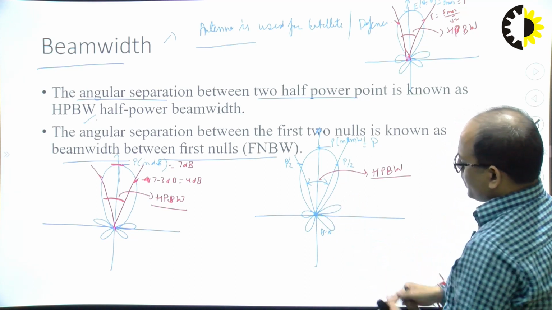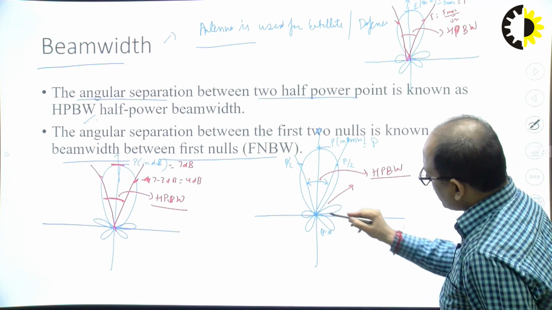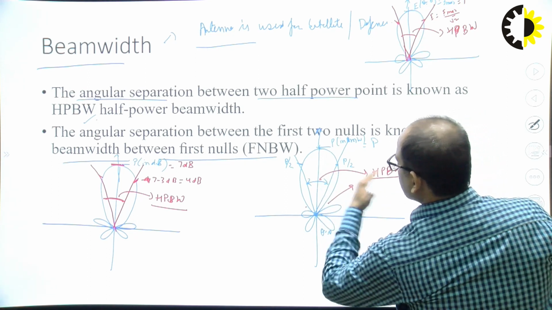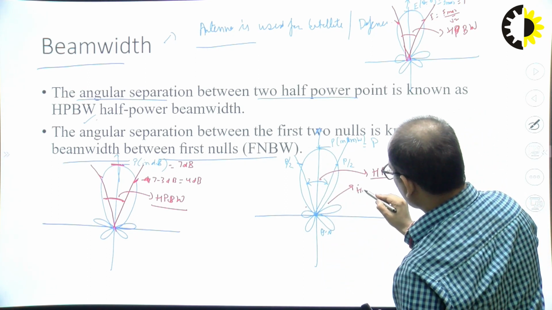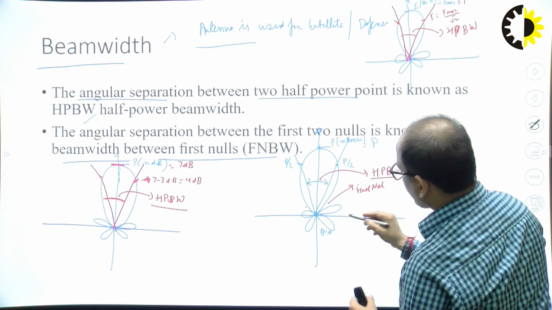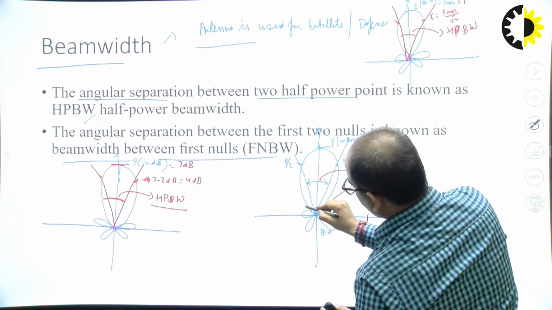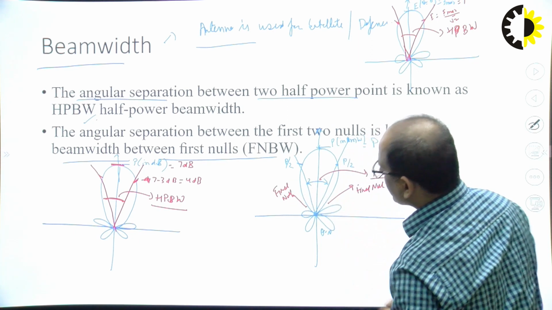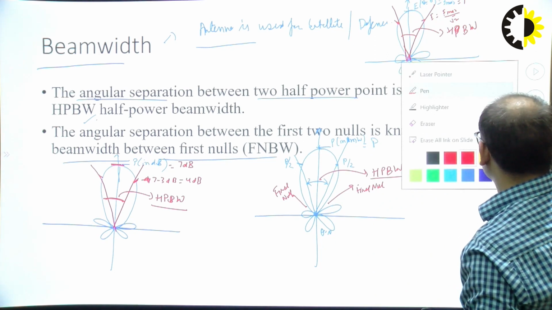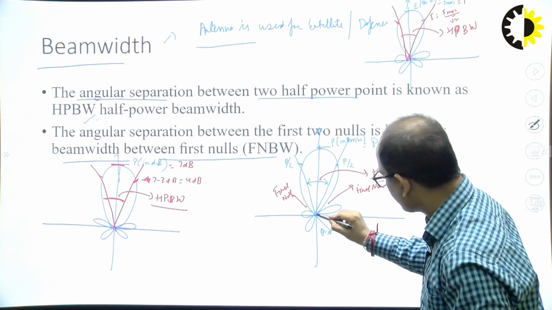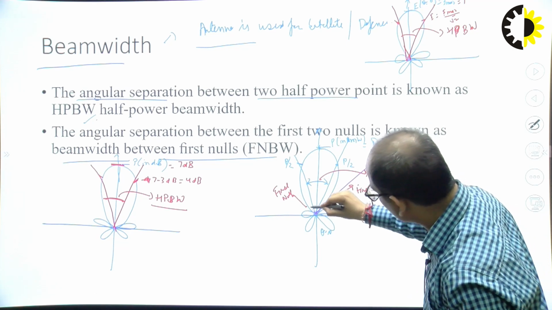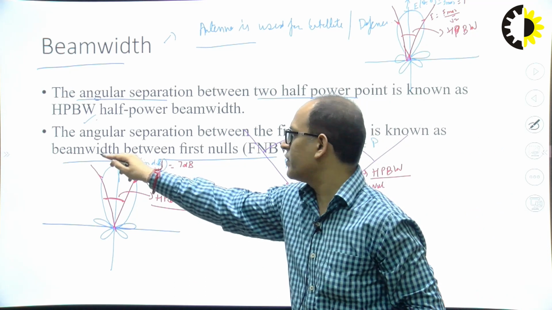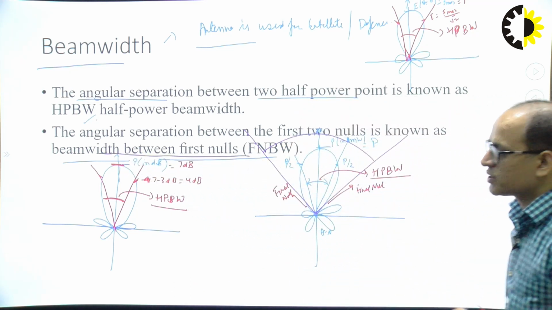Now, the next one is the angular separation between the first 2 nulls. This is the radiation pattern. Moving this side, the first null is this one, and moving the other side, this is the first null. I have already told you that a null is where no radiation takes place. So the angular separation between these 2 nulls gives the first null beam width.